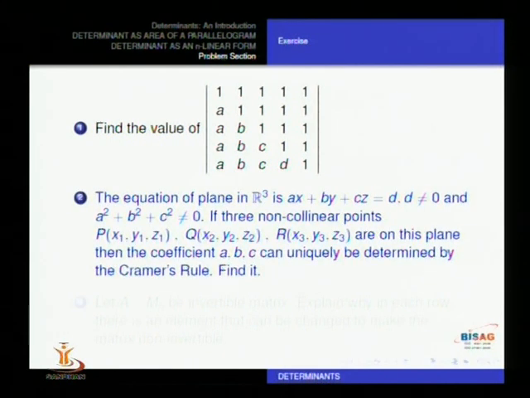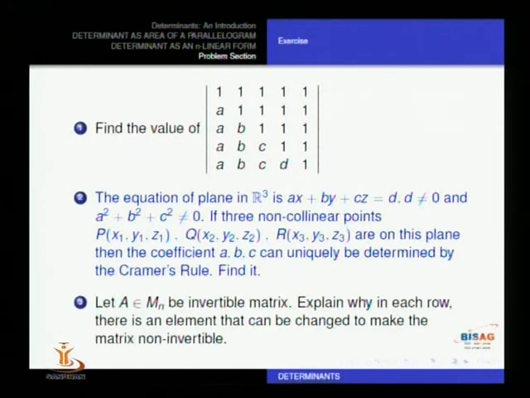Let us see some more exercises. It's worth noting down these exercises for you to try if you are interested in the determinant concept. So let us see the third question. Because we don't have much time, I will give one or two examples. Let me take this one.